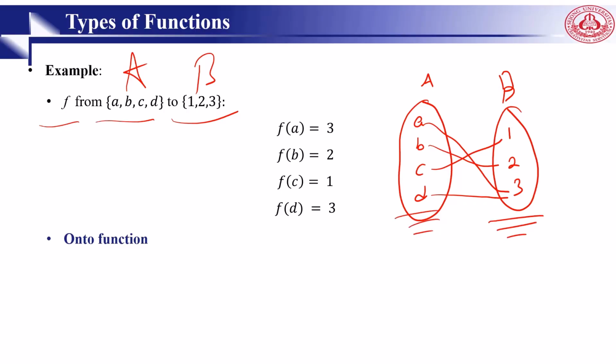If we change the codomain to 4, then it's not onto. So we do this one. It is not one-to-one because a and d are assigned to the same element, 3. So this is onto, but it is not one-to-one.